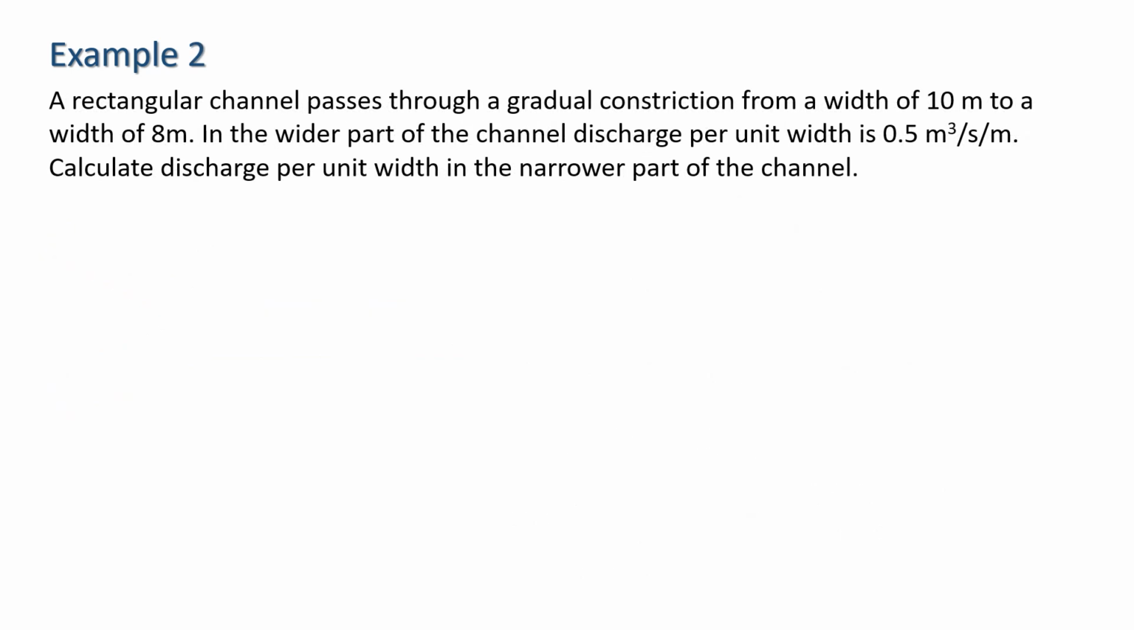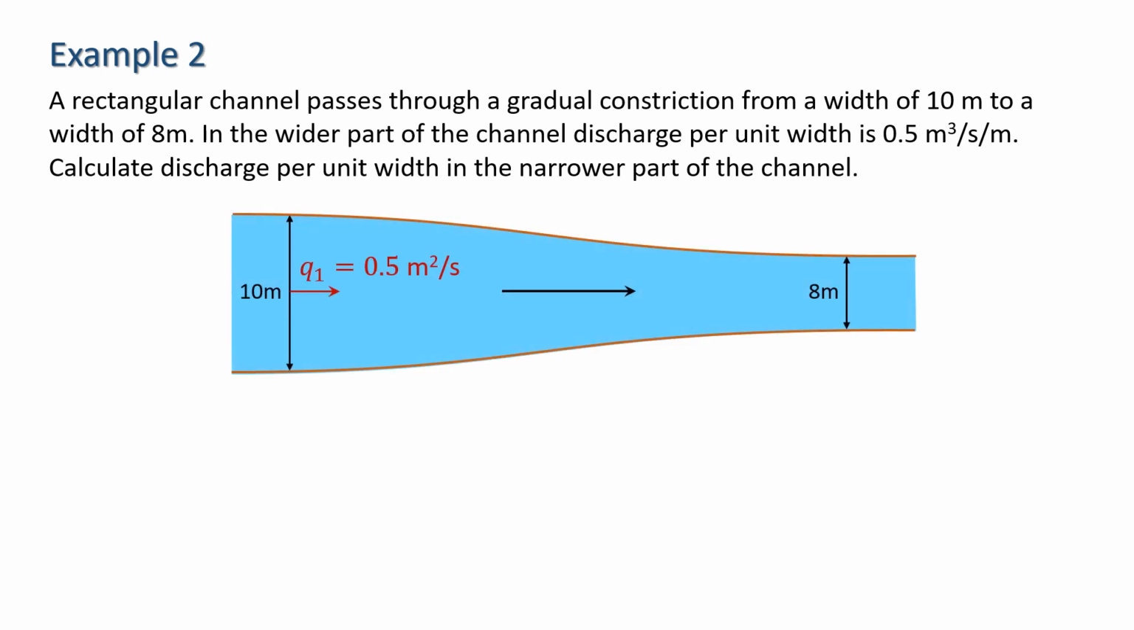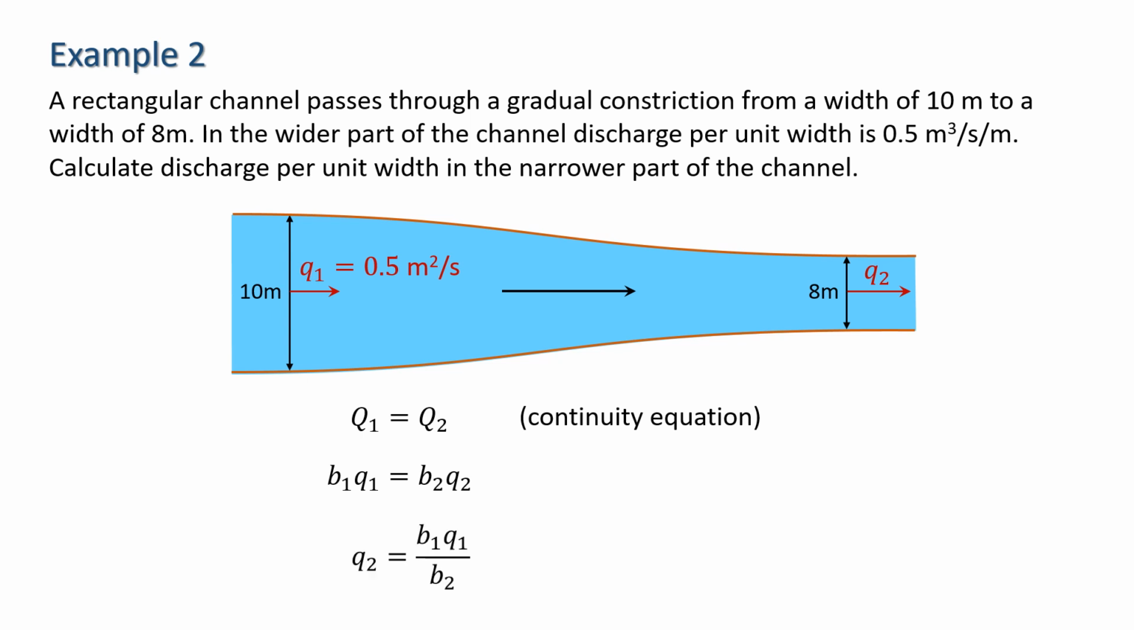In this second example, we're looking at a gradual constriction in a rectangular channel, and we know the channel widths and the incoming discharge per unit width. The diagram is giving us a view of the channel from above. Well, we know from conservation of mass that Q1 equals Q2, which we can rewrite in terms of discharge per unit width, giving us B1 times q1 equals B2 times q2. Rearranging for q2, we have this expression, which gives us a discharge per unit width of 0.625 meters cubed per second per meter.